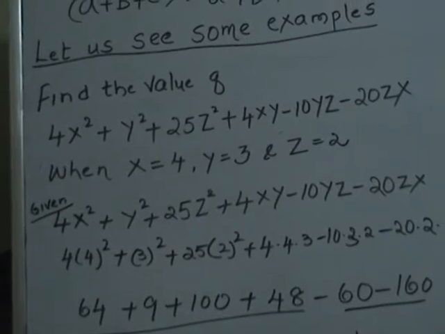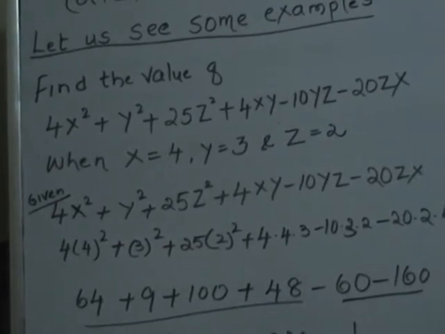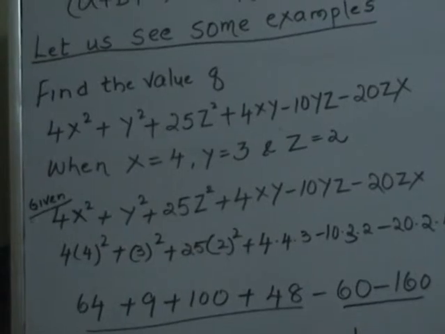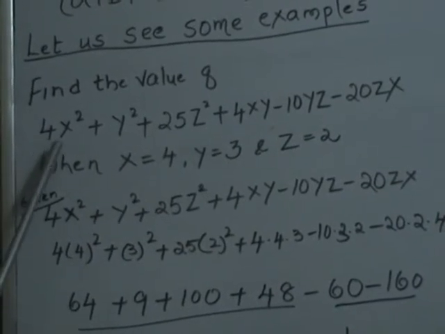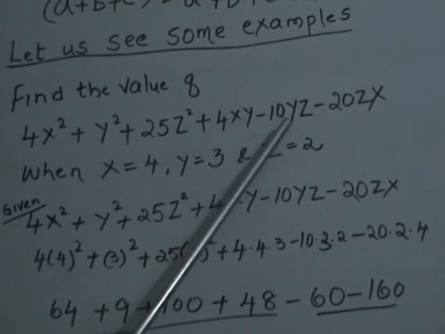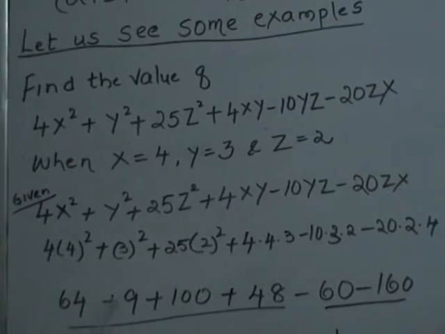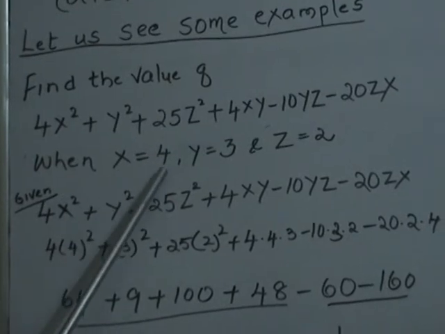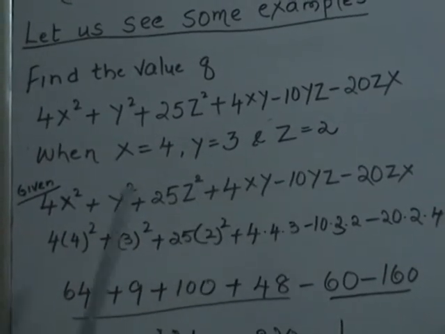Let us see another example wherein we have to substitute the values to find the value of the expression. Given 4x square + y square + 25z square + 4xy minus 10yz minus 20zx, when x is equal to 4, y is equal to 3 and z is equal to 2.